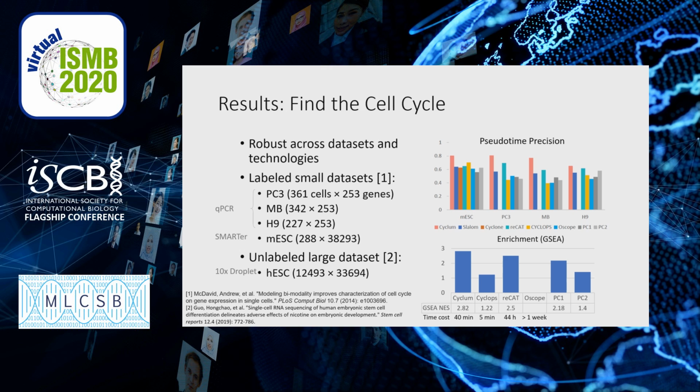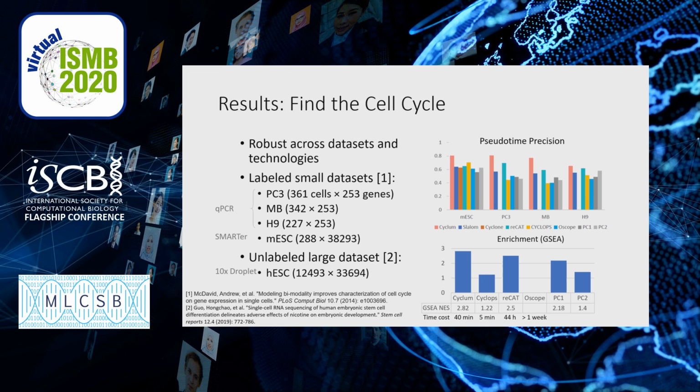To show that Cyclone is robust to variances among datasets and technologies, we performed the same comparison on a few other datasets that are generated by qPCR, including a prostate cancer cell line PC3, metastatic breast cancer cell line MB, and a lymphoma cell line H9. Cyclone outperforms all other methods on all datasets.